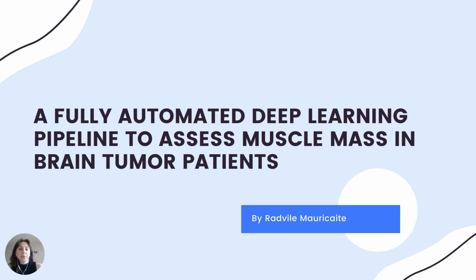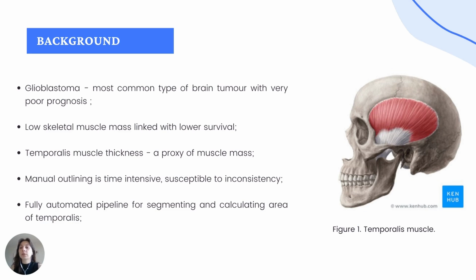Hello, today I'm going to present our paper titled A Fully Automated Deep Learning Pipeline to Assess Muscle Mass in Brain Tumor Patients. First, I would like to give a brief background. Glioblastoma is the most common brain tumor, which has a very poor prognosis.